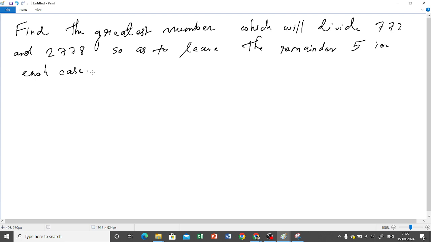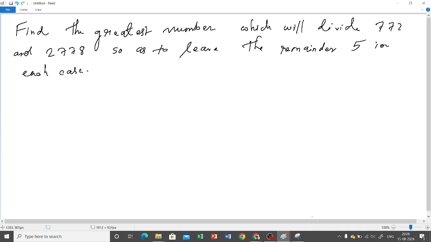Okay, find the greatest number. Greatest number means HCF, which will divide 772 and 2778 so as to leave the remainder 5 in each case. Quickly do this. Now you have this rule. It will be just a child's play. Please do this in no time. If you know this rule, this can be done in no time.